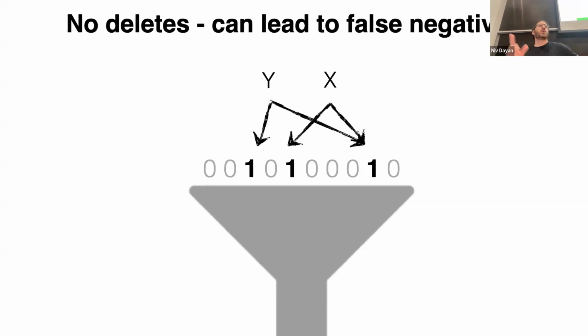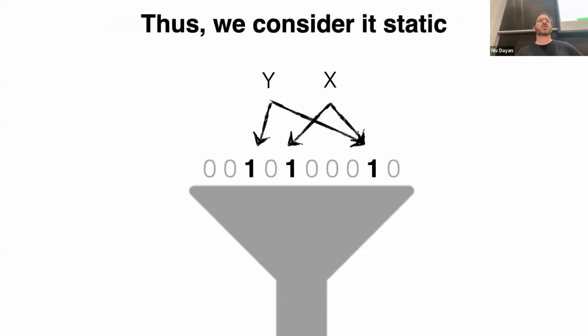Note that this data structure does not support deletes. Why? Because multiple keys that we insert can share bits. And so if we set a bit from 1 back to 0, this could lead to false negatives when querying for some other key that still exists. This is why we consider this a static filter.